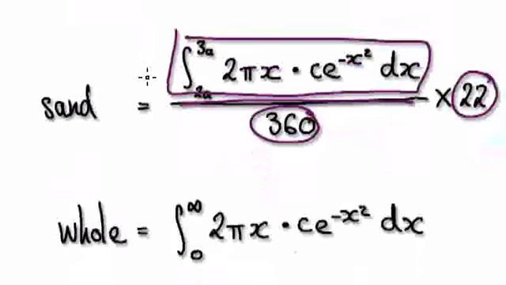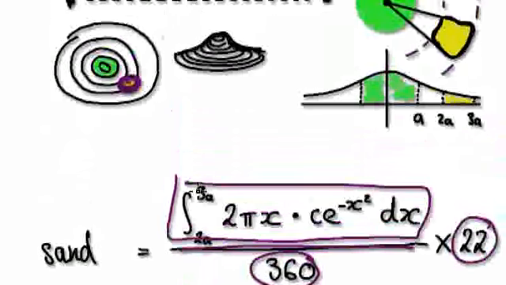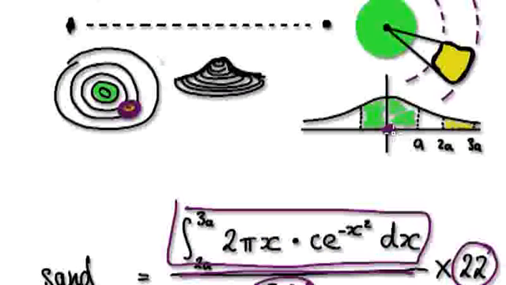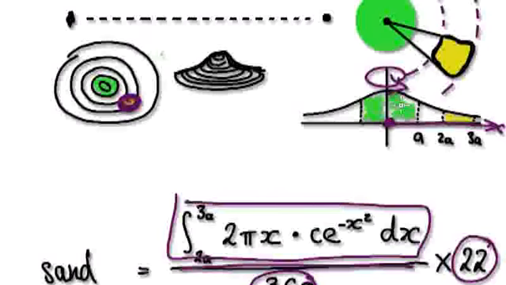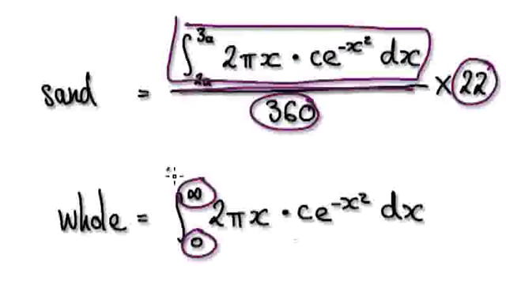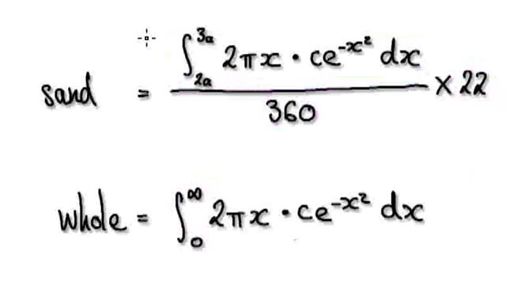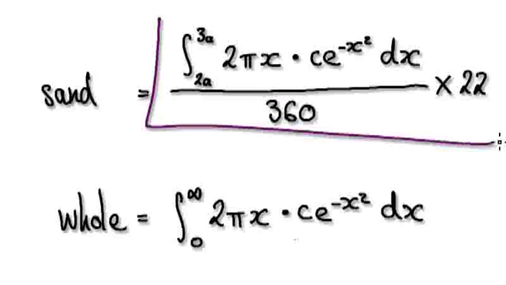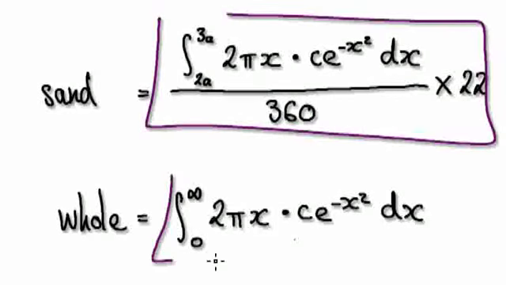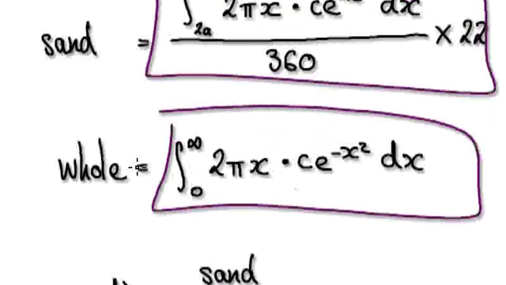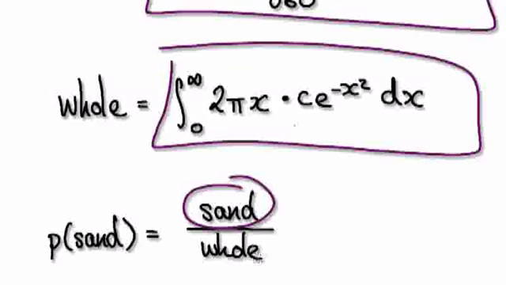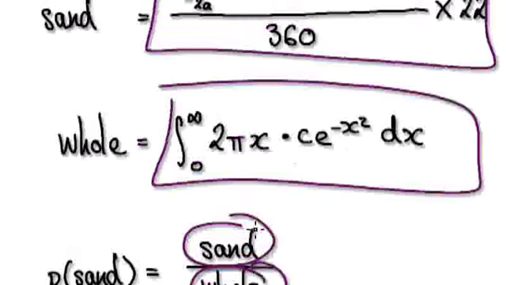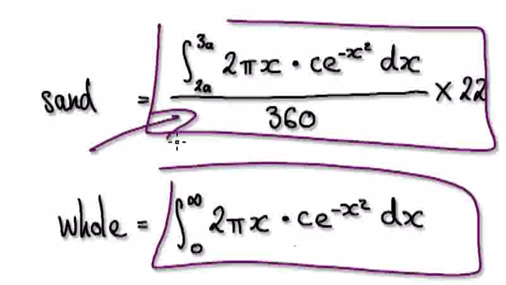And then the whole volume would be us integrating from 0 all the way to infinity. The whole volume is given by this, and we've done this several times. So the volume of sand is given by this. The volume of the whole thing is given by this. So the probability will be sand divided by the whole thing. But we need to evaluate this. We need to tidy this up.